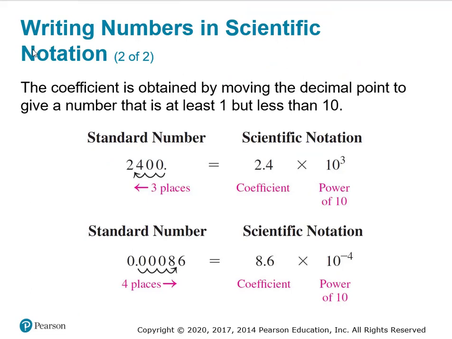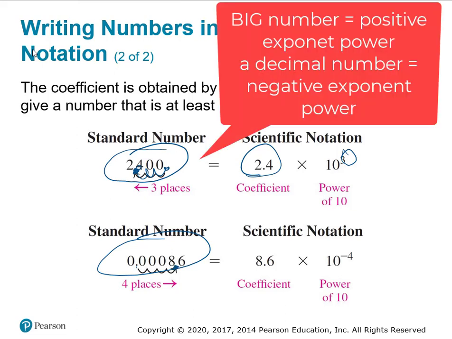Let's look at some examples. 2,400. I need to put my decimal somewhere to make that a coefficient, a number between 1 and 10. So I'm going to put it right here, 2.4. And it needs to go 1, 2, 3 spots to the right to get back to 2,400. How about this guy, 0.00086? Well, the new decimal point would need to move. If I put it right there to make it 8.6, it would need to go to the left 1, 2, 3, 4 places. Left is negative.